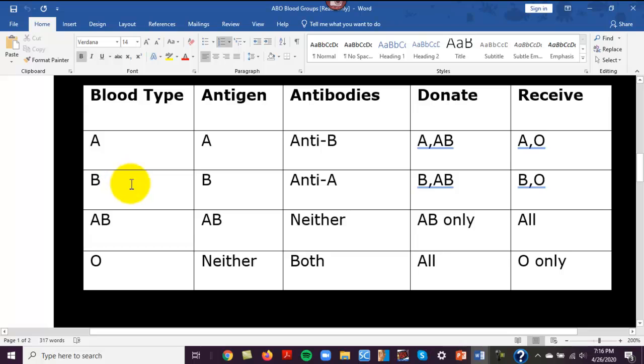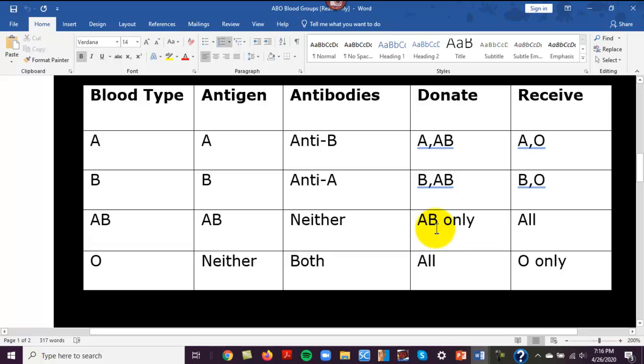If you're B negative or B positive, you can receive from B negative, B positive, O negative, and O positive. Remember, the positive doesn't matter when you're receiving it because they already have it. If you're type AB, you have neither antibodies.